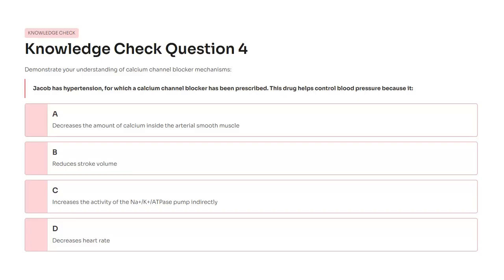Jacob has hypertension, for which a calcium channel blocker has been prescribed. This drug helps control blood pressure because it A, decreases the amount of calcium inside the arterial smooth muscle, B, reduces stroke volume, C, increases the activity of the sodium, potassium, ATPase pump indirectly, or D, decreases heart rate.